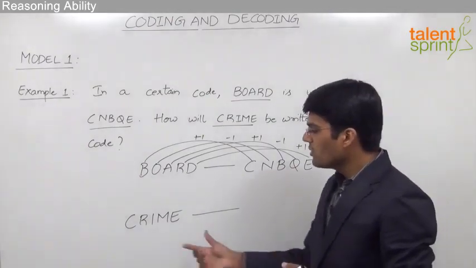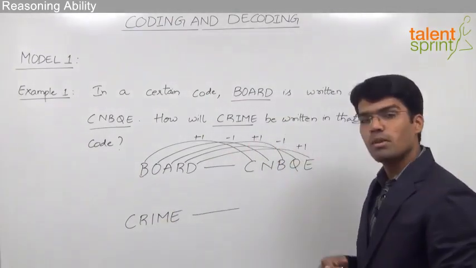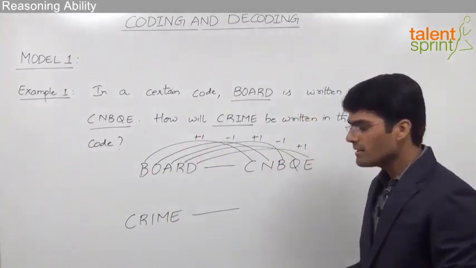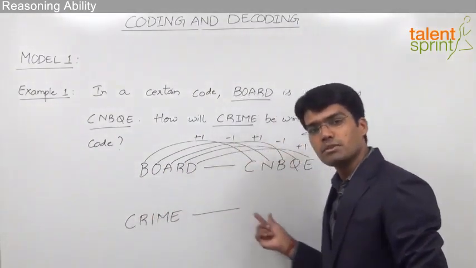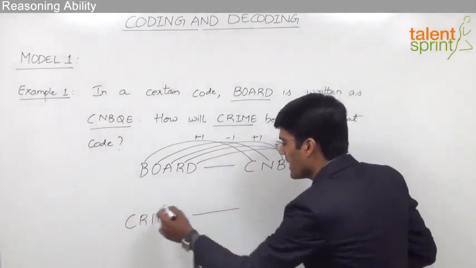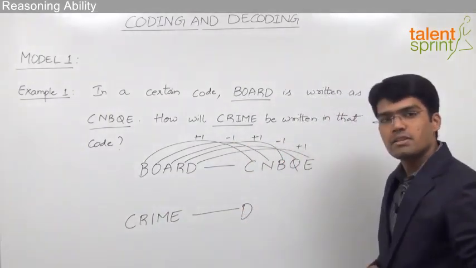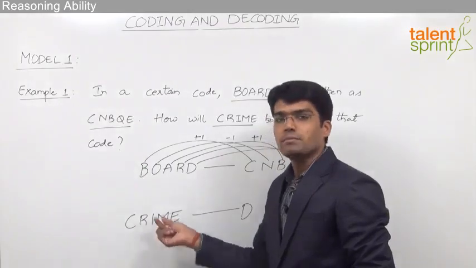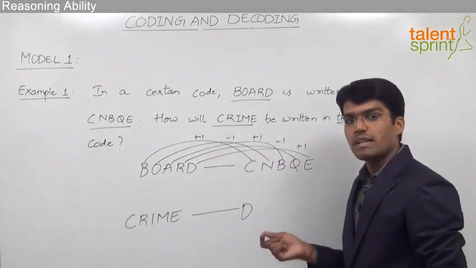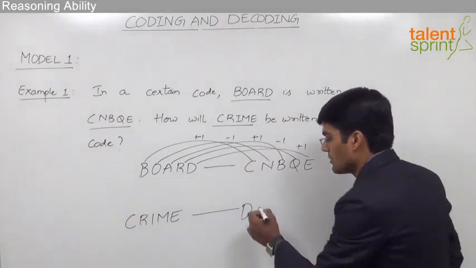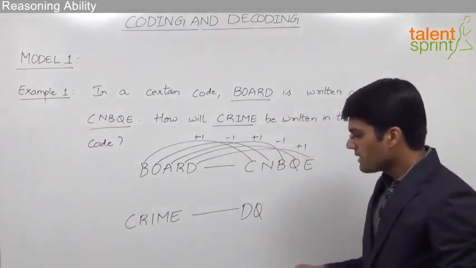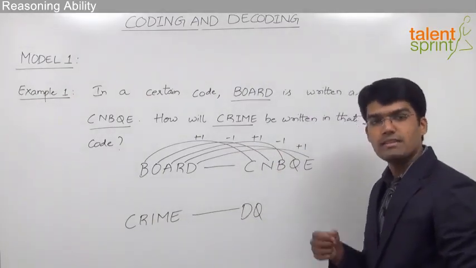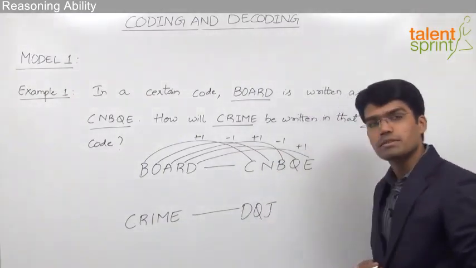Now we need to find out the code for the word crime based on the same logic. As we know that the first letter is shifted by one position in the forward direction, let us shift C by one position in the forward direction. So C becomes D, as the letter which comes after C is D. The second letter R should be shifted by one position in the backward direction. So the letter which comes before R is Q. So the next position will be Q. The third letter should again be shifted in the forward direction. So I is followed by J. So J comes in the third position.